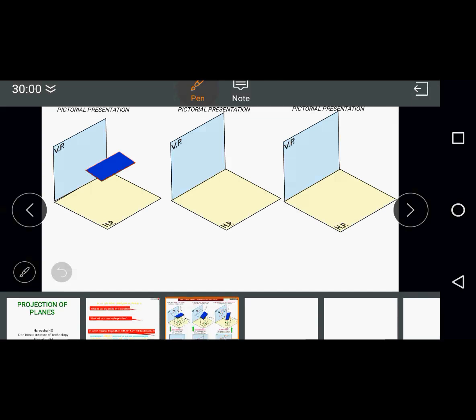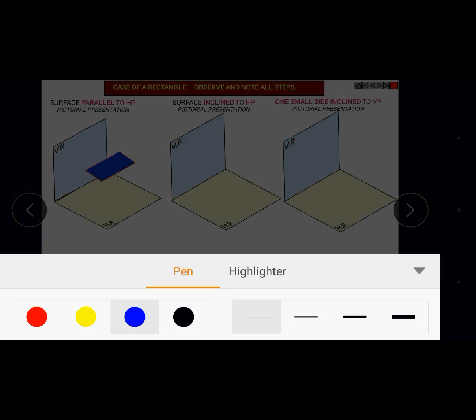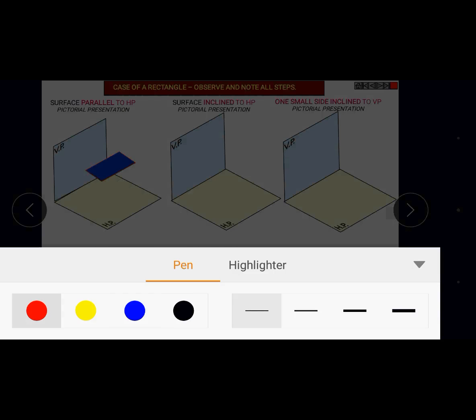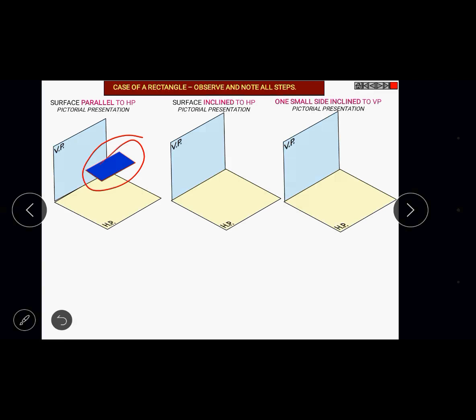So the rectangular lamina is placed parallel to HP. So this is a rectangular lamina and this is HP. It is placed parallel to HP, and the shorter edge of the rectangle is taken on the left side. So let us see what happens if the rectangular lamina is placed parallel to HP.